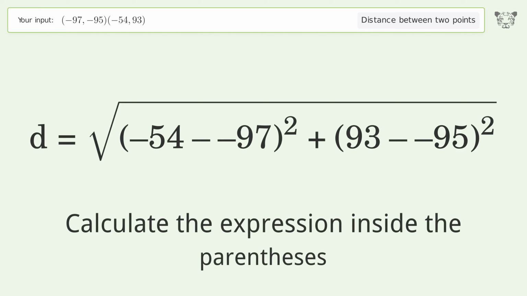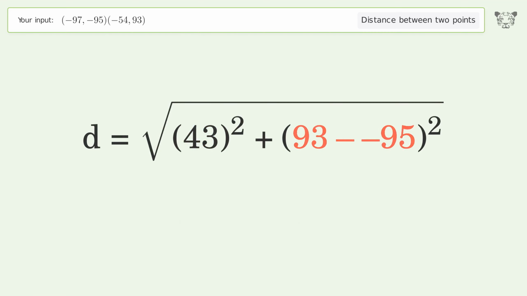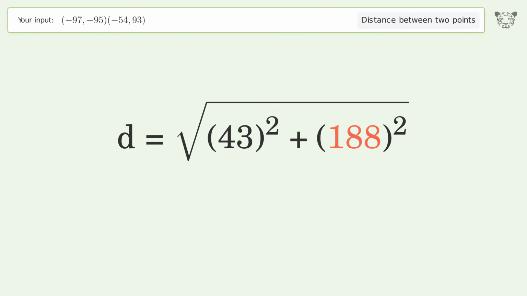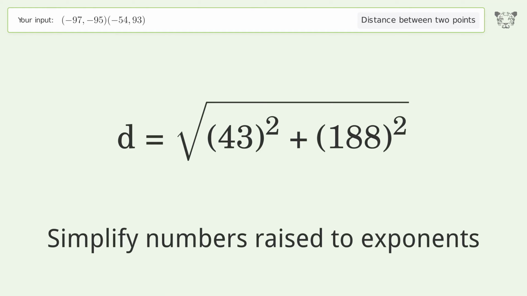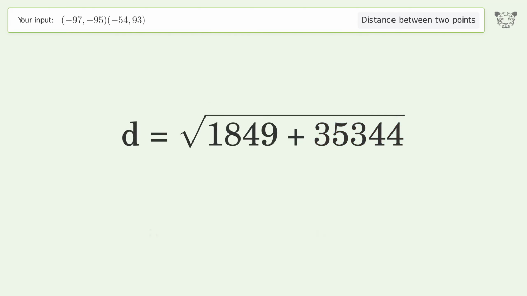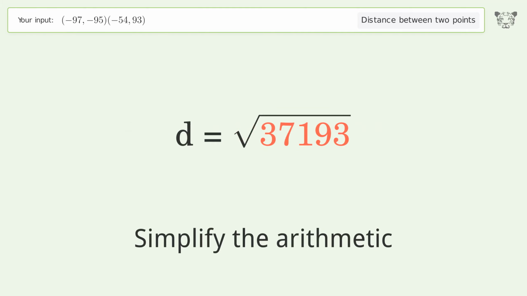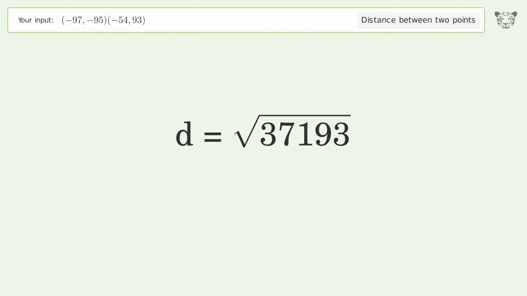Calculate the expression inside the parentheses. Simplify numbers raised to exponents. Simplify the arithmetic. And so the distance between the 2 points is the square root of 37,193 or 192.855.